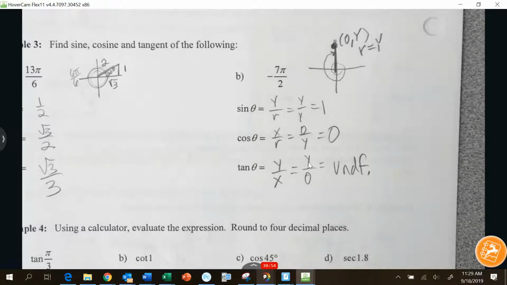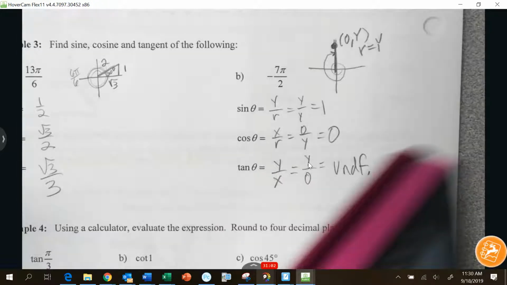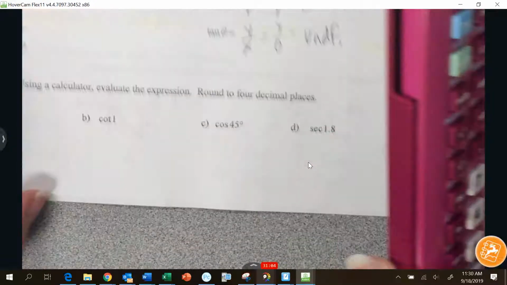All right. I said we were going to take a break, but there's just like 4 graphing calculator questions. Let's do those real fast. Then we'll take a break.